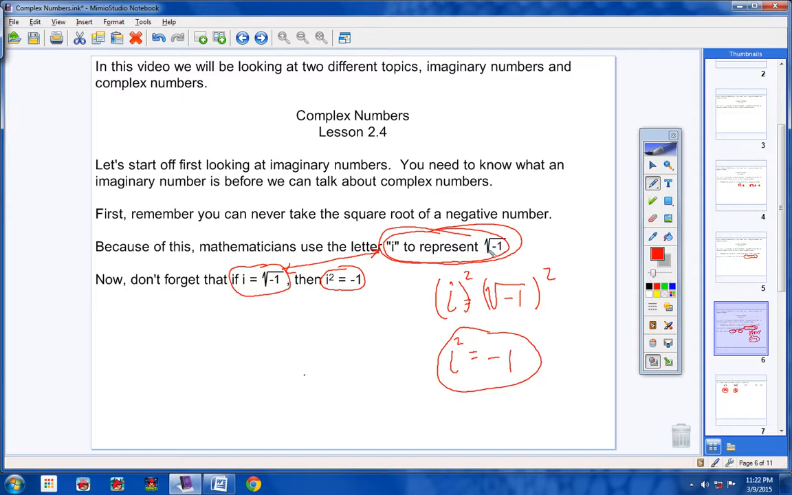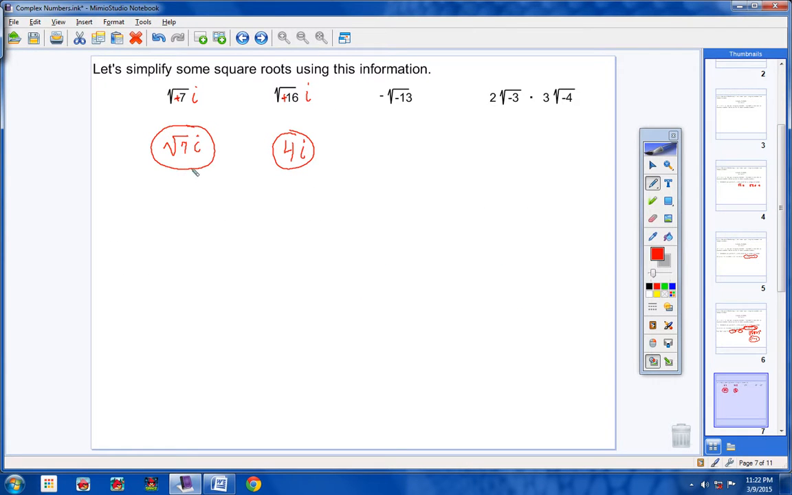This represents the square root of -1, and we call numbers with the letter i imaginary numbers. Okay? So this is an imaginary number. This is an imaginary number. Now be very careful here with this one.